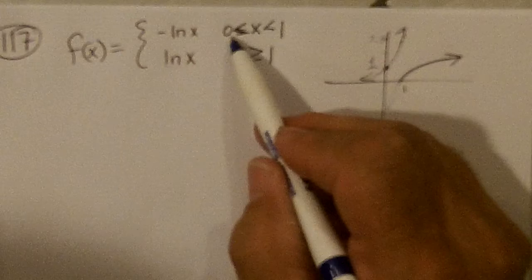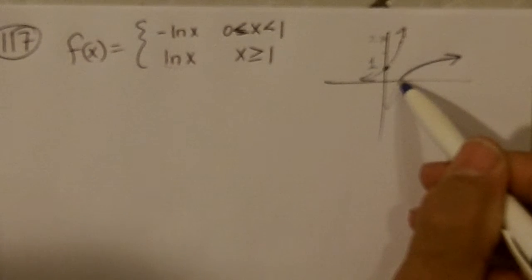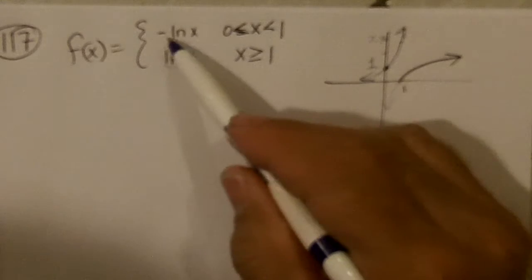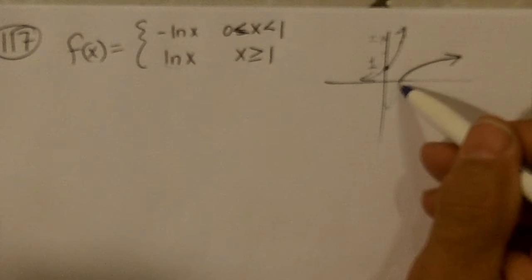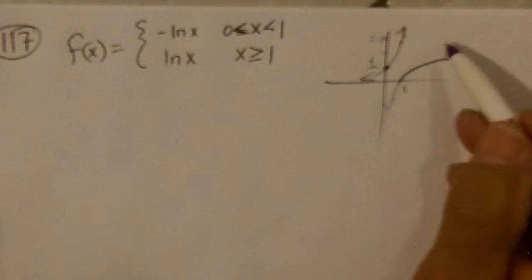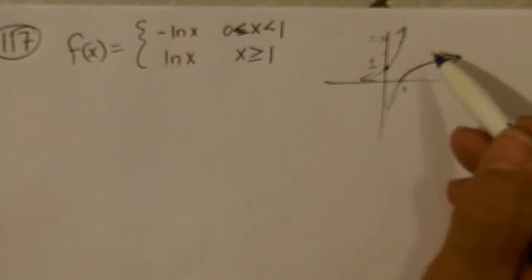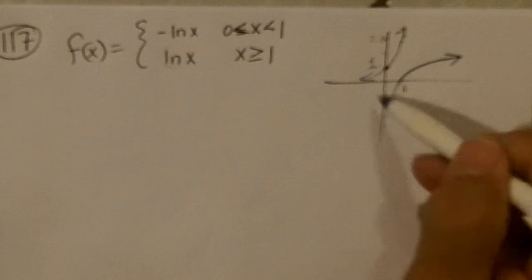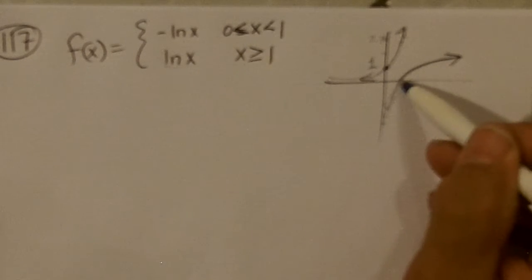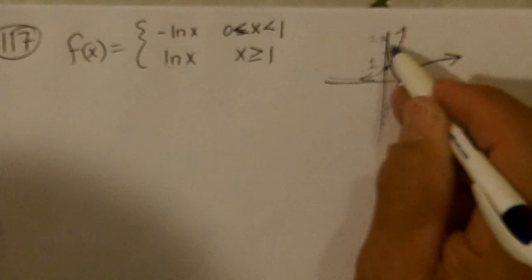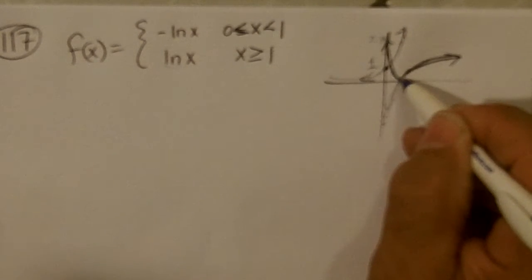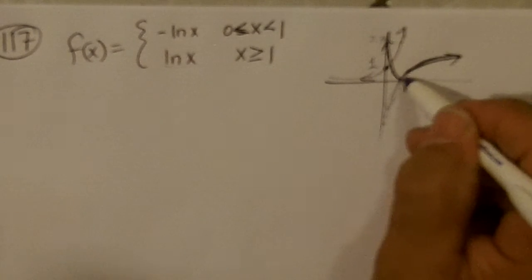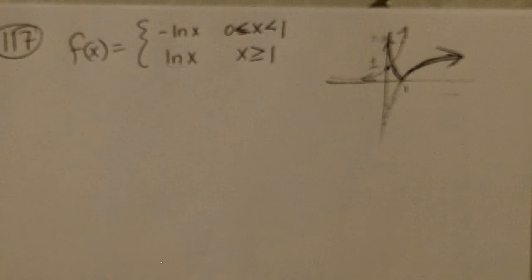And then for between 0 and 1, which was this part, we're going to draw the negative of that. The ln would have normally gone down here to match this, but we're going to draw the negative of that, so it's going to go up like this. So you're going to get a curve that comes down like this, like it's going to do a log this way, but then it's going to go like that. So that's what 117 would look like.